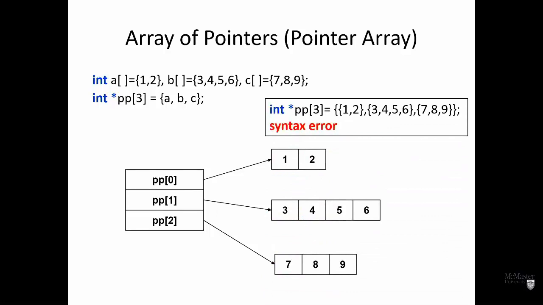So this is similar to what we said in the last lecture. You can have a pointer that is pointing to an array, but you cannot initialize a pointer with multiple elements as if it's an array. So this is a syntax error, exactly similar to the previous lecture, because at the end BB[3] is a pointer, and you cannot initialize a pointer like this.